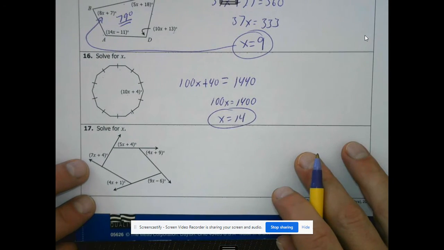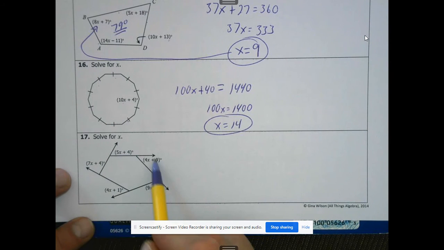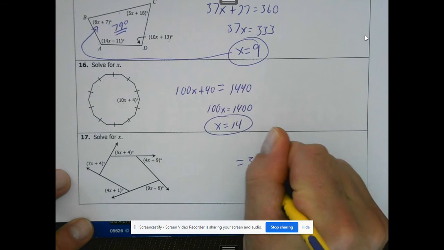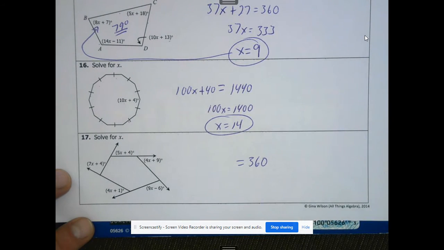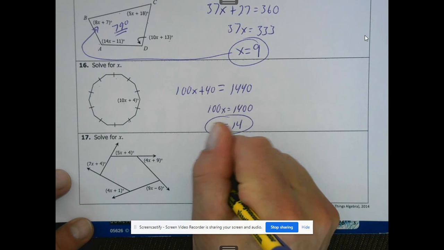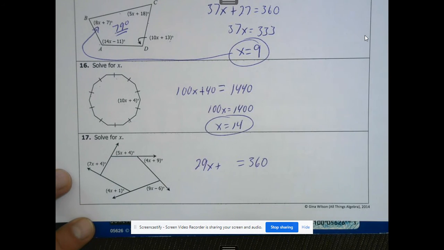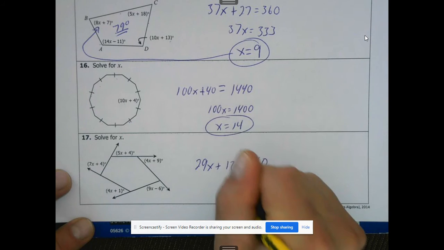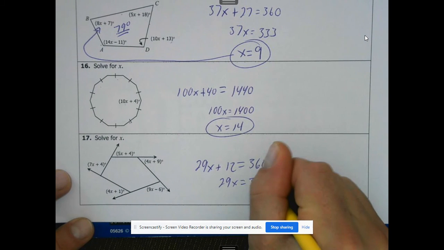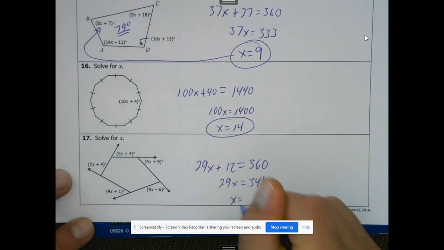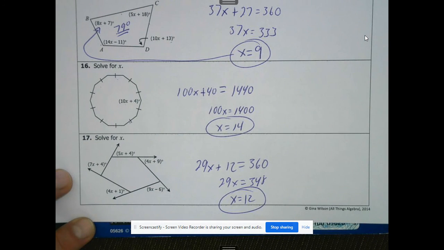Last one. These are on the outside, right? Exterior angles always add up to 360. Combine like terms, equals that, solve for x. You have 29 x's. Constants, you have 12. Subtract the 12 over, that gives me 348. Divide that by 29, and we get 12. That's it for interior and exterior angles.